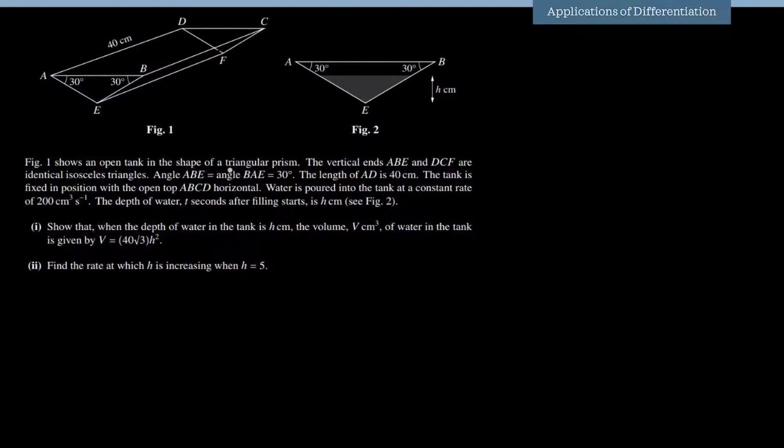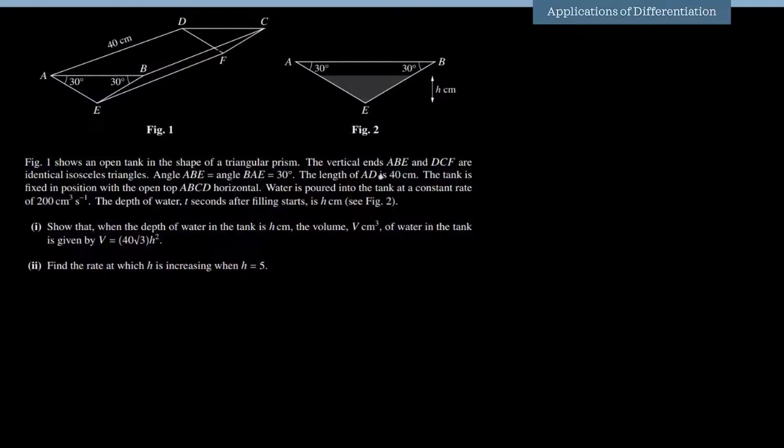So what this question is saying is that this is an open tank with the shape of a triangular prism. The vertical ends ABE and DCF are identical isosceles triangles. So this side ABE and this side DCF are identical isosceles triangles. Angle ABE is equal to angle BAE. So this angle ABE, which is 30 degrees, is equal to angle BAE, which is also 30 degrees.